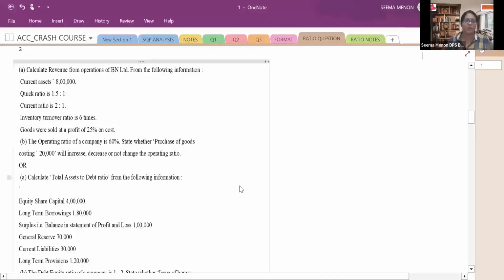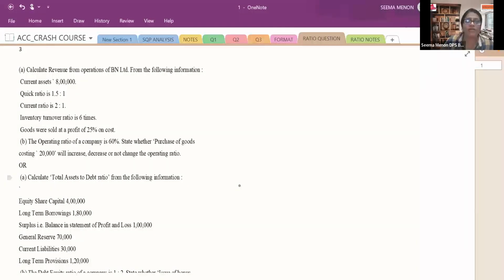Let's solve question number 3. Here again it is there. Calculate revenue from operations. What is that? Sales. Revenue from operation means RFO. RFO means sales you need to find out from the following information. Here it is given current asset, then quick ratio is given, then current ratio is given, inventory turnover ratio. 3 types of ratios are given. Then one more information is given. Goods were sold at a profit of 25% on cost, not on revenue from operation, not on sales. On cost is given. Okay.